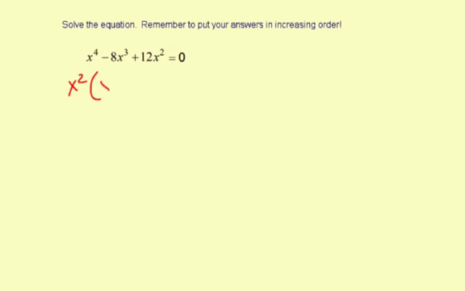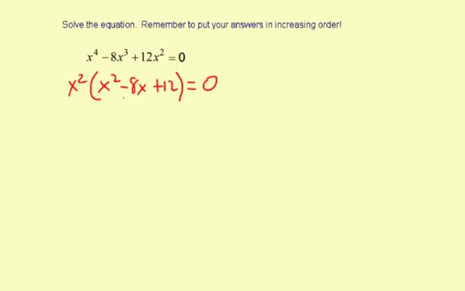And what's left over? You're going to have an x squared here because x squared times x squared makes x to the fourth. Negative 8x here because x squared times negative 8x is negative 8x to the third. And you're going to have a plus 12 here. x squared times 12 makes 12x squared. Close the parentheses, equals 0.